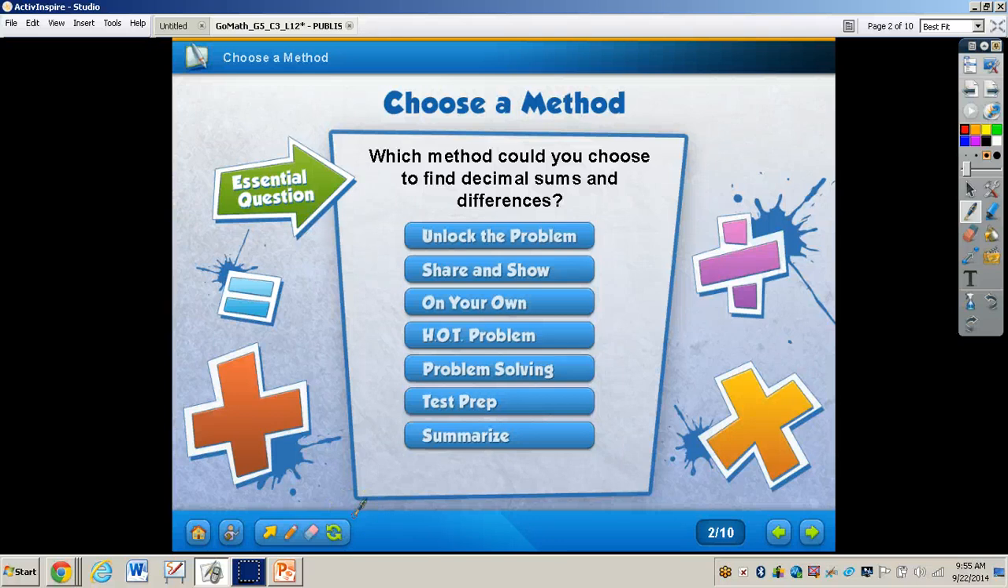In this video, we're going to be taking a look at choosing a method. Now, the essential question that we are going to answer on page 151 of your Go Math books is which method could you choose to find decimal sums and differences? Now, it's important to know that sums deal with addition problems and differences deal with subtraction problems.